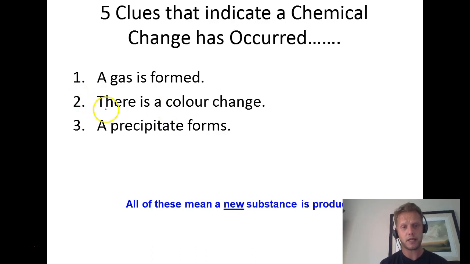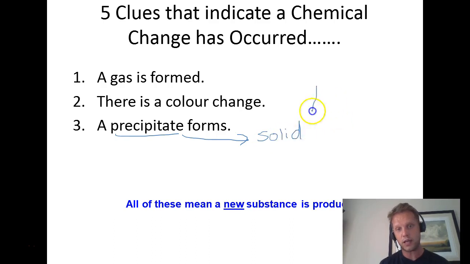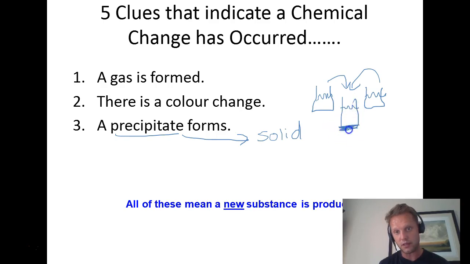A precipitate. What the heck is that? A precipitate is a solid being formed. So if I add two liquids together, this is a beaker with some chemicals, this is a beaker with some more chemicals, and you put them together and they're no longer liquids, but now there's a solid that suddenly shows up somehow. That is an example of a precipitate, and that means a chemical reaction has happened.